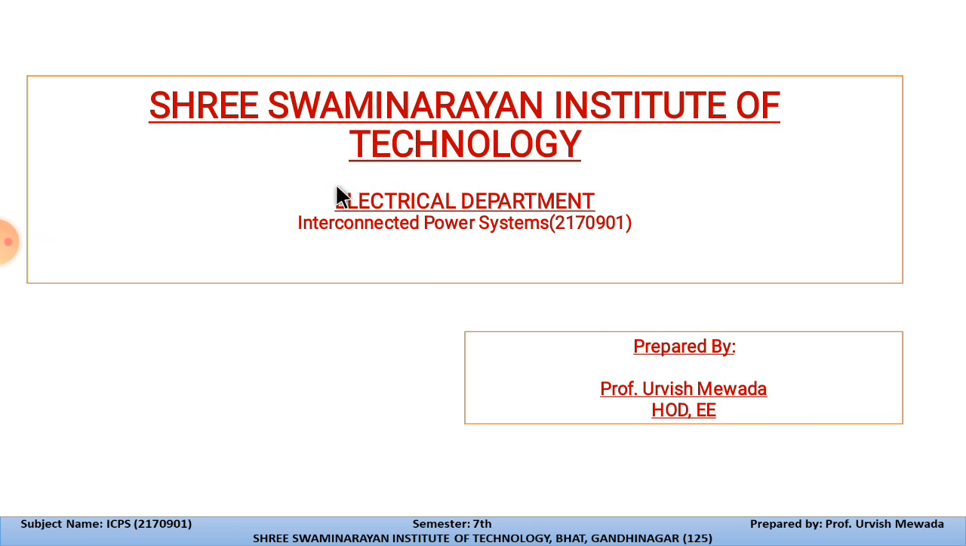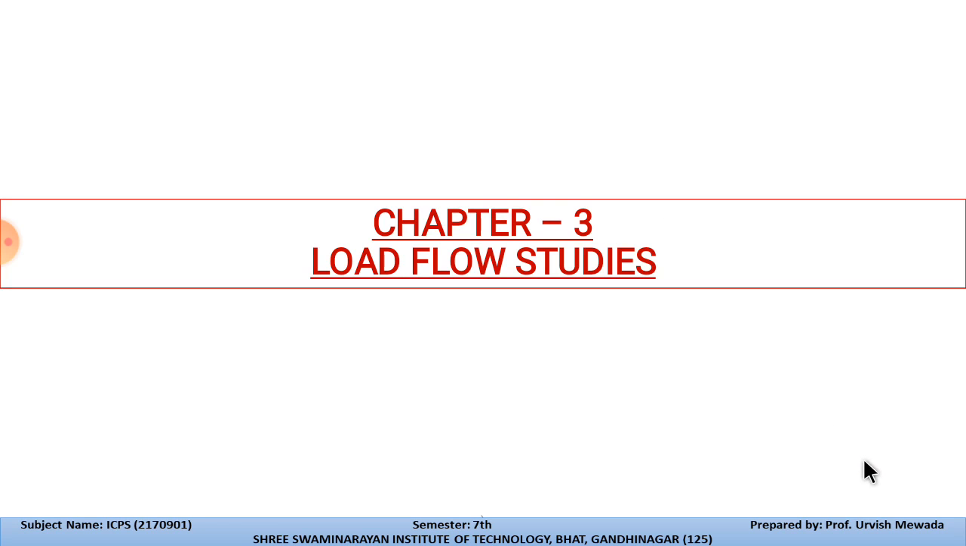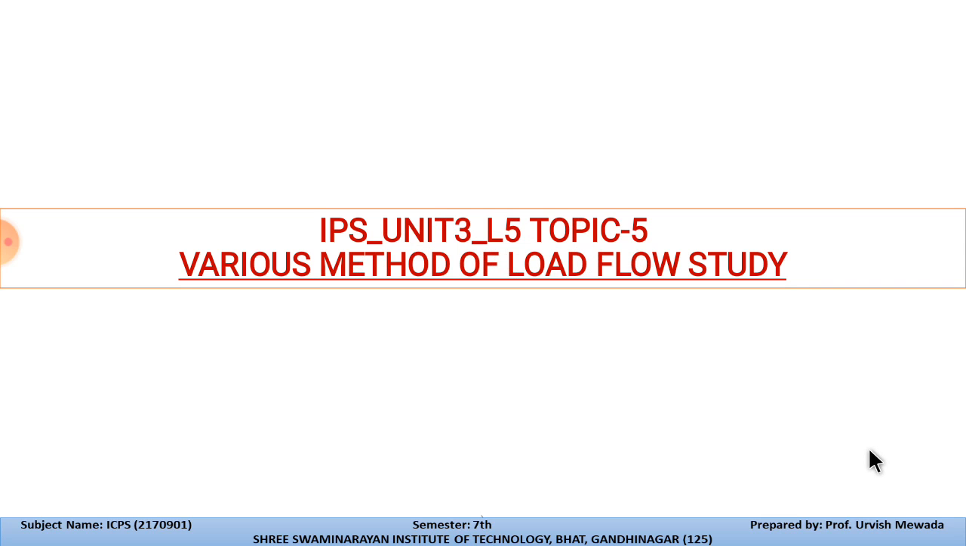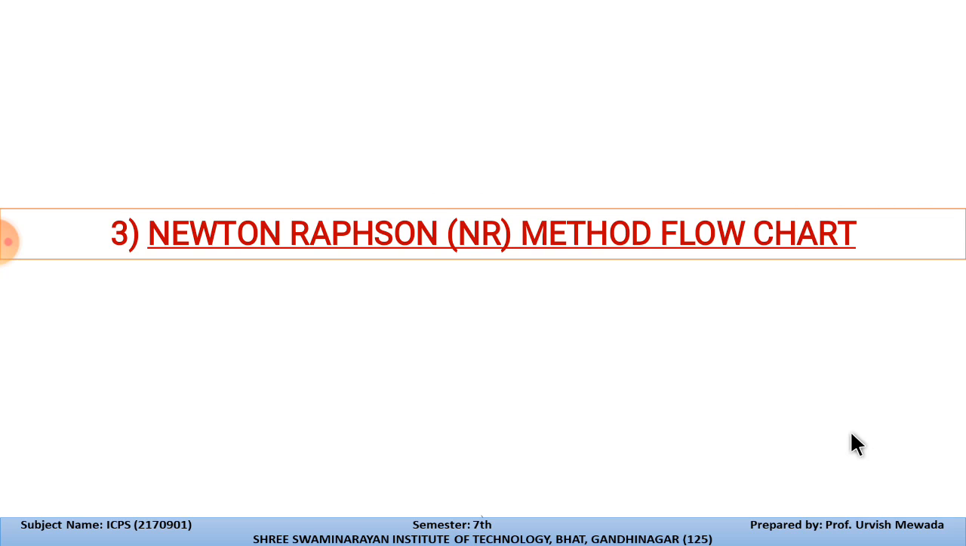I am the subject matter expert of Interconnected Power System, which is in the 7th semester Electrical Engineering, a GTU subject. The code of this subject is 2170901. Students, we are currently discussing chapter number 3, that is Load Flow Studies, and today we are going to discuss topic number 5, and this is our lecture number 5, that is various methods of load flow studies. Students, we are going to discuss the Newton-Raphson method flow chart.